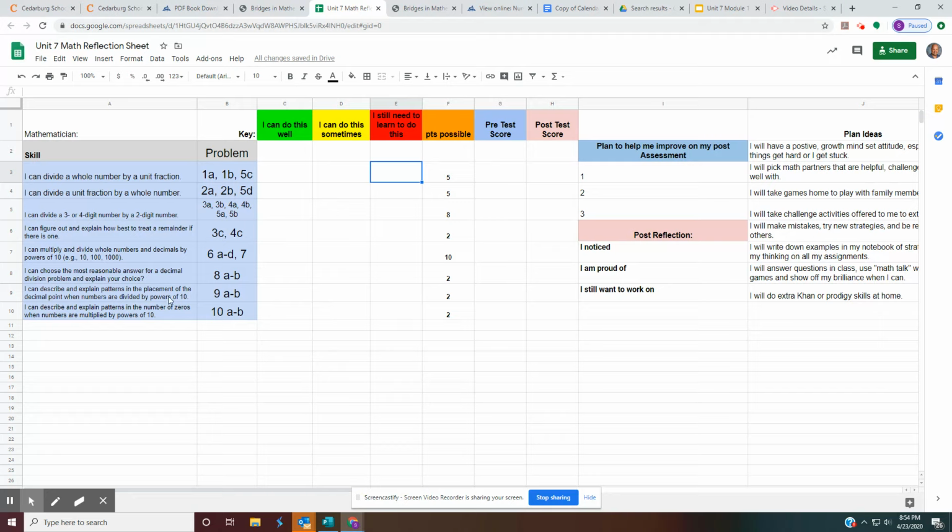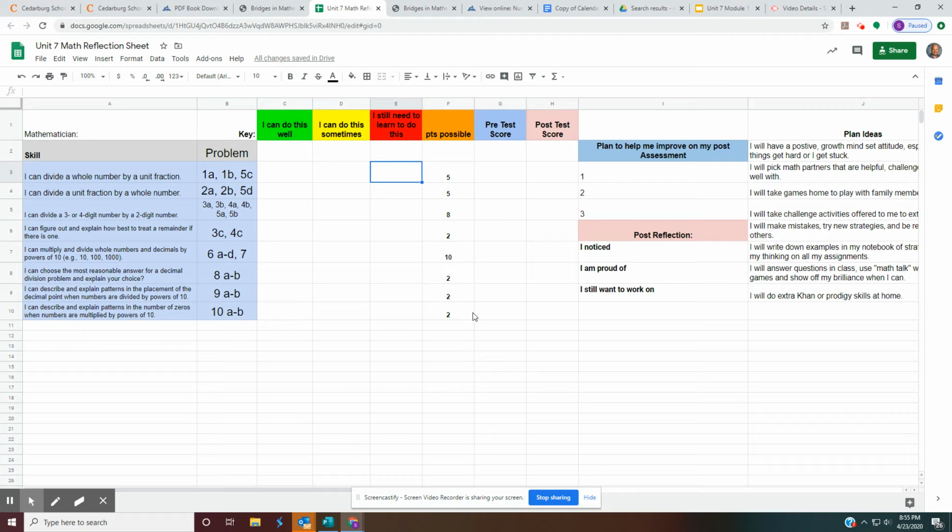But for number 9, A and B, I can describe and explain patterns and the placement of decimals when you divide by powers of 10. So you know where to move the decimal when you divide by powers of 10, right? And then for the last part, I can describe and explain patterns in the numbers of zeros when you multiply by powers of 10. So what do you do with the zeros when you multiply by powers of 10, right? Still dealing with 2 points. Either you know it, I can do it sometimes, or I still need to know how to do this.